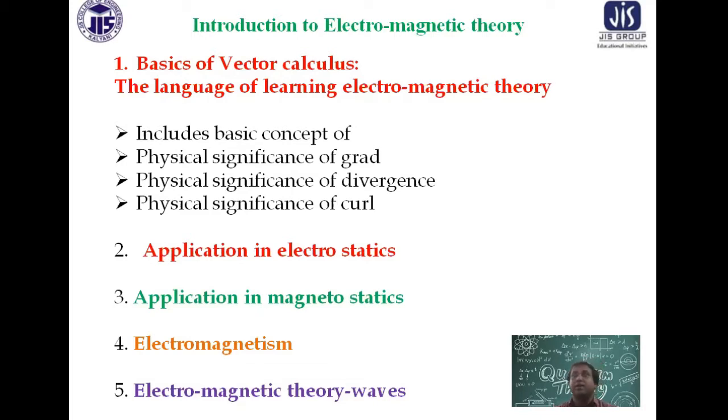So everything is done through vectors, as you can see. Our course will include basic concepts. The first sub-module is the basics of vector calculus. It includes the physical meaning of the vector calculus operations. You know differentiation means change. If you take change of a scalar function, that is called gradient, and change of a vector function can be of two types. One is divergence, another is curl. These concepts are applied in electrostatics, magnetostatics, electromagnetism, and electromagnetic theory.